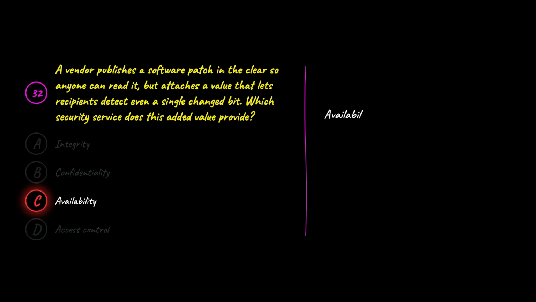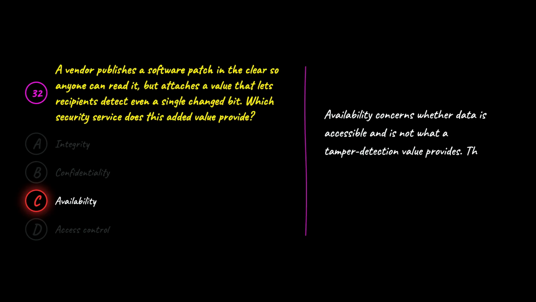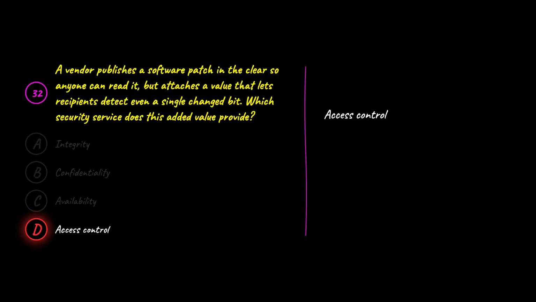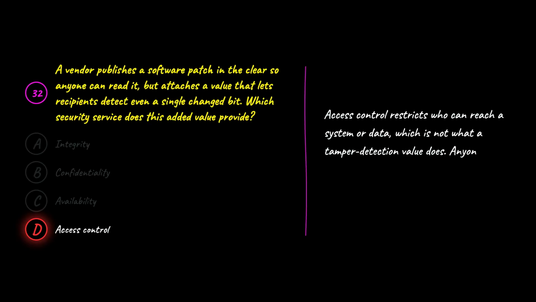C is wrong because availability concerns whether data is accessible and is not what a tamper detection value provides. The mechanism here is about detecting change, not ensuring access. D is wrong because access control restricts who can reach a system or data, which is not what a tamper detection value does. Anyone can read this patch. The value only reveals alteration.